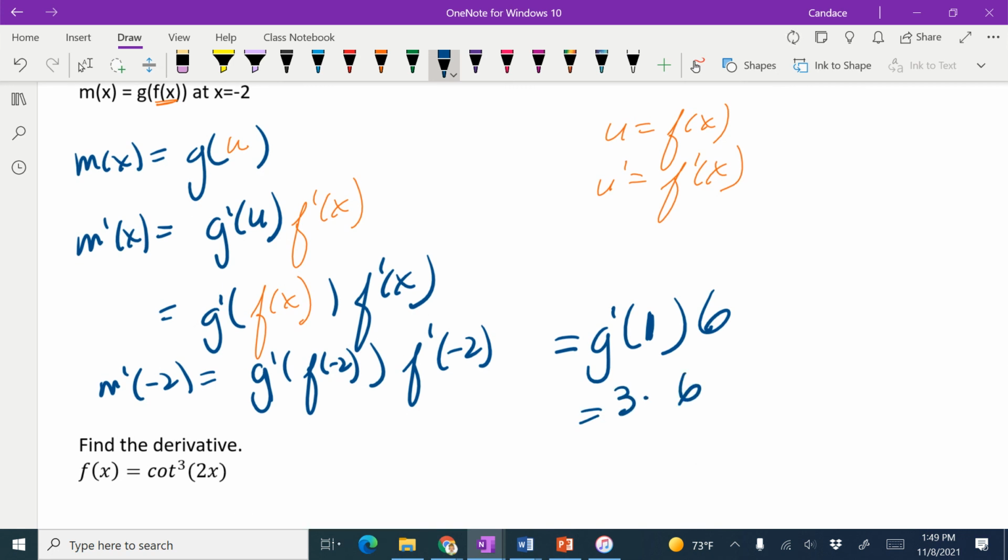So we've got 3 times 6, which equals 18, and it's a coincidence that our values came out to be the same.